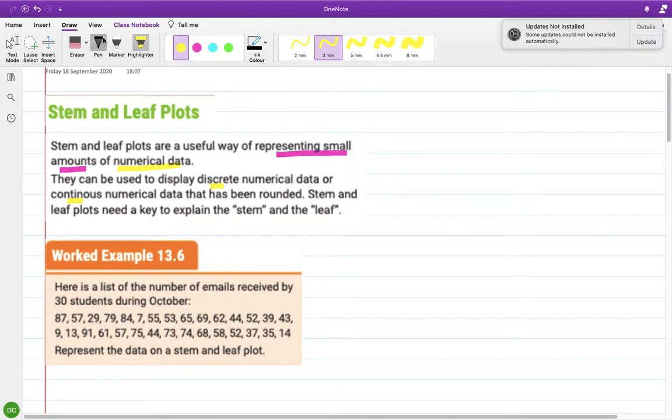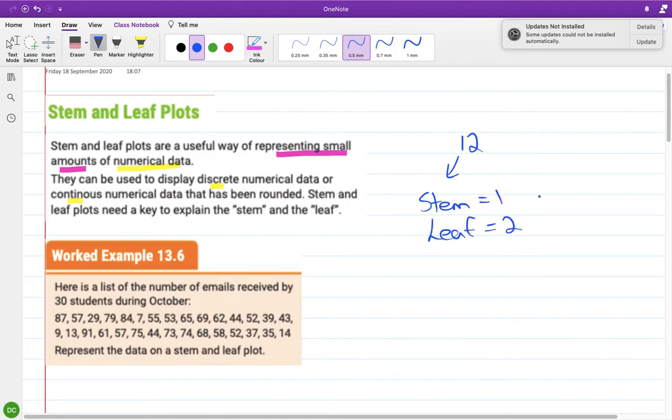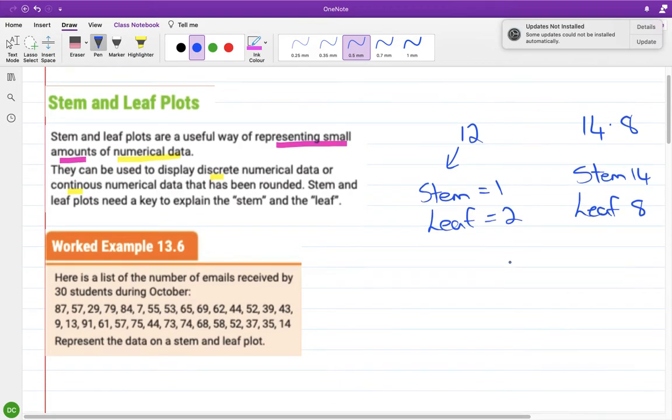Essentially what you do is you need to take a number and split it up. If we take the number 12, we would split 12 up into the stem, which is the 1, and the leaf, which is the 2. If you had a continuous number like 14.8, you might call the stem 14 and the leaf is the 8. That's the general idea: you have to split the number up into two parts.